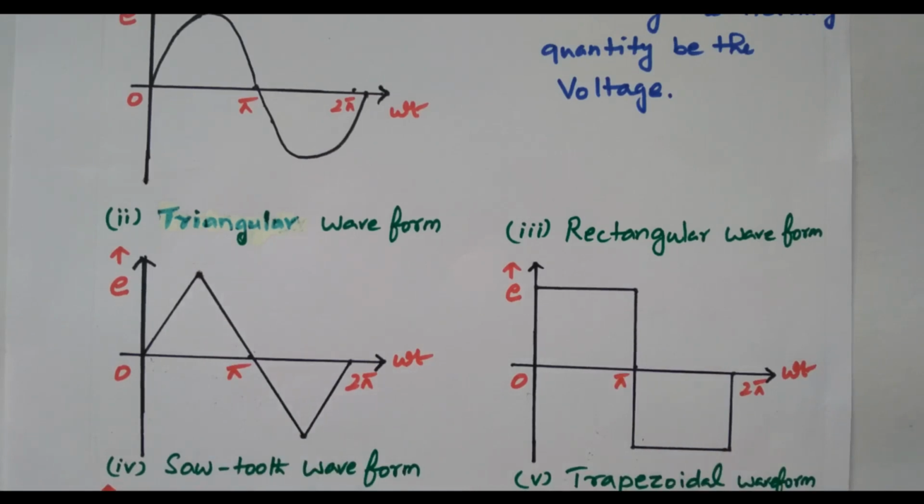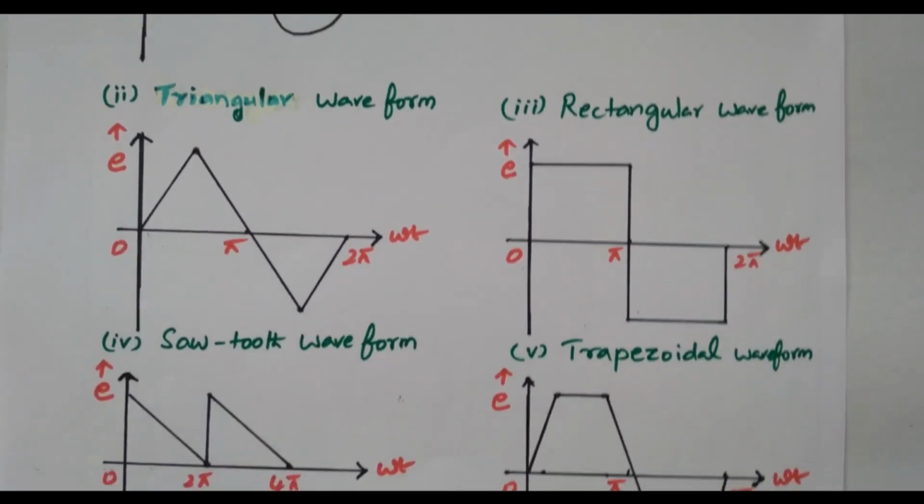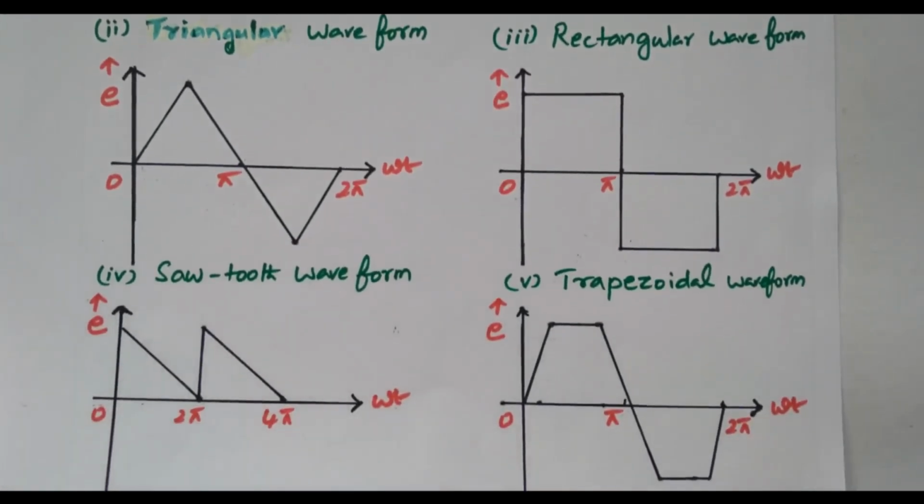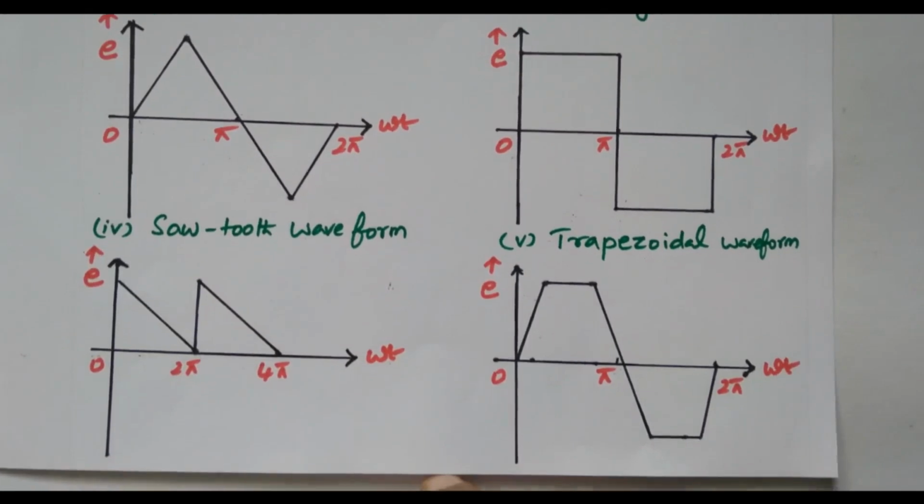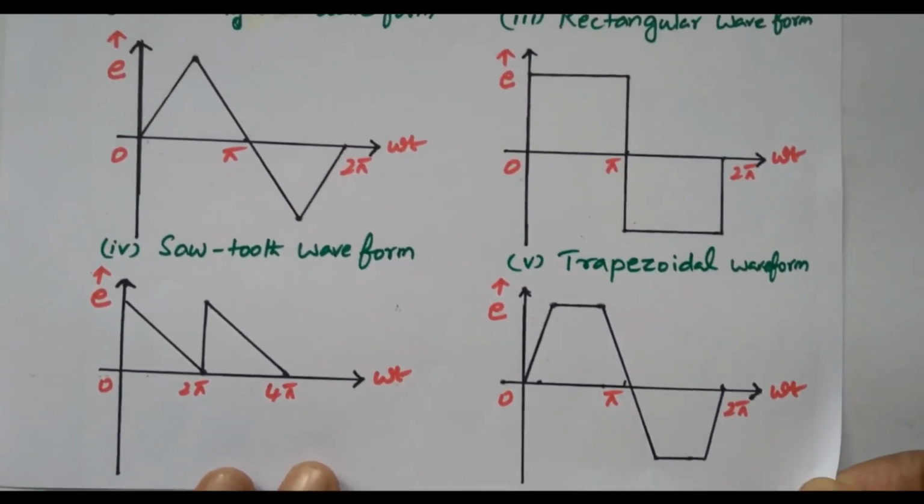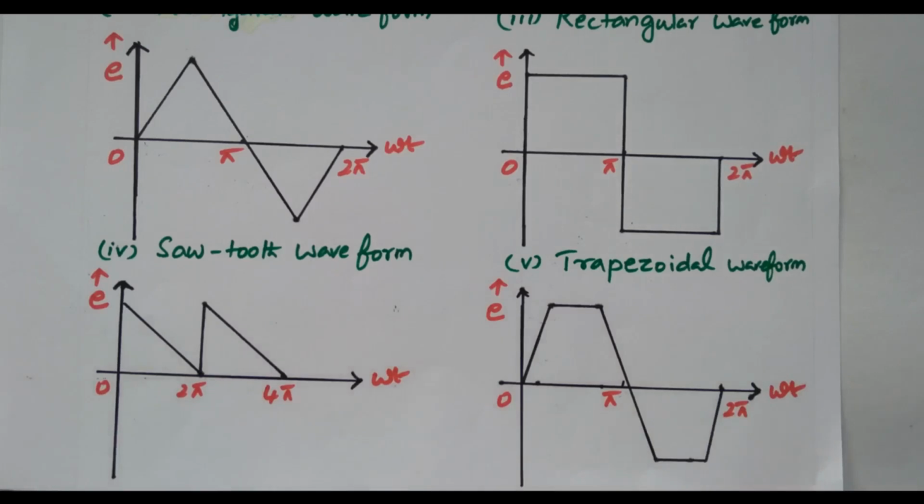We'll go for some more waveforms, sawtooth waveform and trapezoidal waveform. The sawtooth waveform looks like a sawtooth, so that is called a sawtooth waveform. Here the voltage is maximum, then reaches the 0 value at 2 pi. Again from 2 pi to 4 pi the voltage is maximum and reaches the 0 value. But here the voltage is always positive. So this is not an alternating quantity. This is a non-alternating quantity.